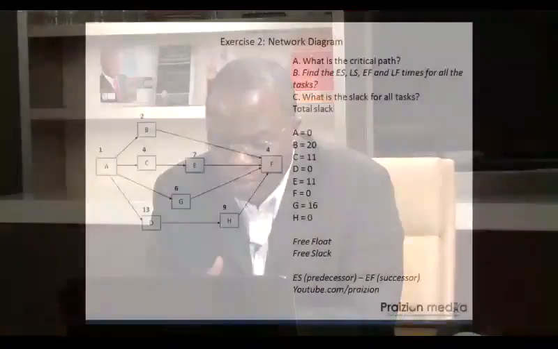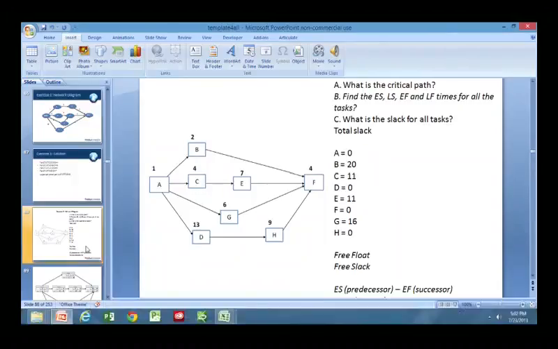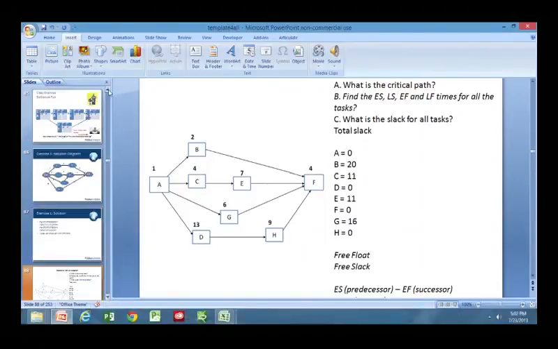But we need to work on some more difficult ones so that you really understand what network diagrams are all about. So we're going to work on a more challenging one here. The question is, what is the critical path? Find the ES, LS, EF, and LF times for all the tasks. What is the slack for all the tasks? We'll find the total slack, free float, free slack, all that information we need to find.